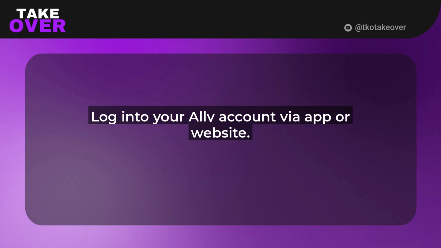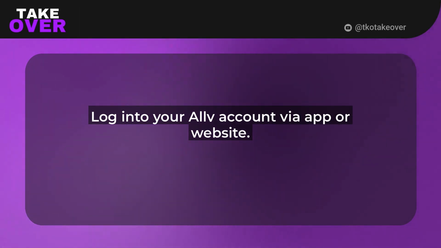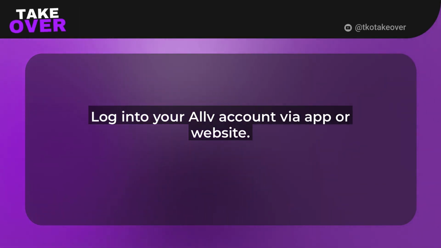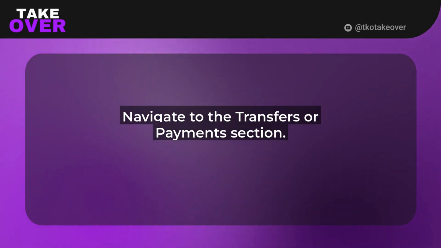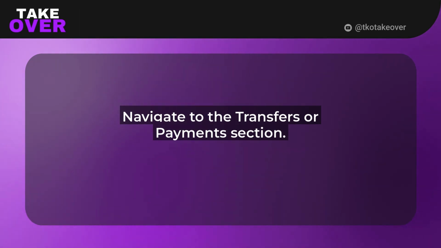First, ensure you're logged into your Ally Bank account. You can do this via the Ally website or their mobile app. It's quick and secure. Once you're in, head over to the Transfers or Payments section. By 2025, Ally might have some interface updates, but look for the ACH transfer option. It's usually easy to spot.